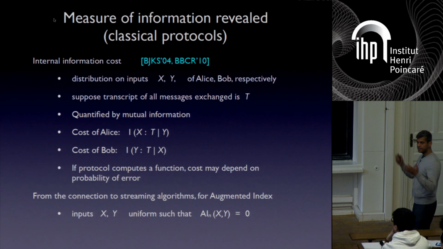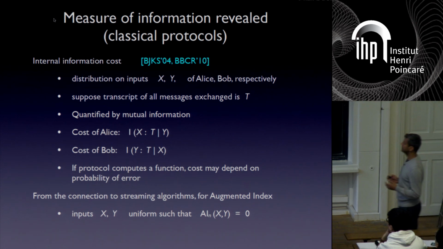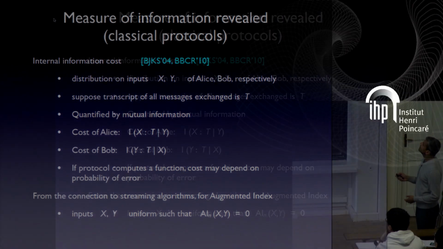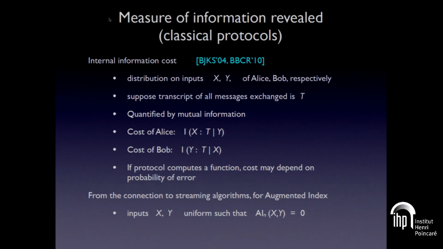So let me try to explain a little bit more formally what it means for a party to reveal information about their input. The information that's revealed is quantified in terms of a notion called internal information cost. And I forget what Matthew called it in his talk, but it's the analog of what he called CIC, which corresponded to quantum protocols.